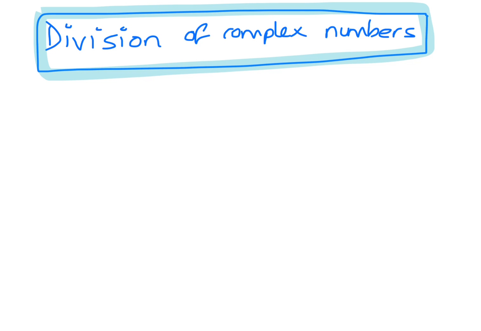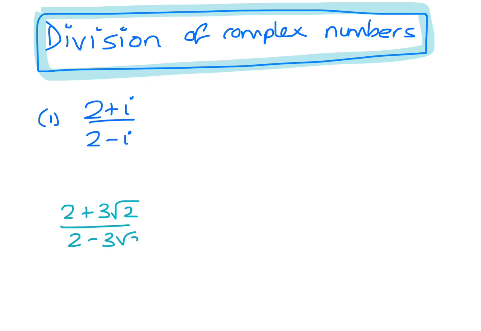Okay, just going to look at division of a complex number. So say we have 2 plus i over 2 minus i. Okay, now I just want to remind you of what happens with a surd. So we had 2 plus 3 root 2 over 2 minus 3 root 2.